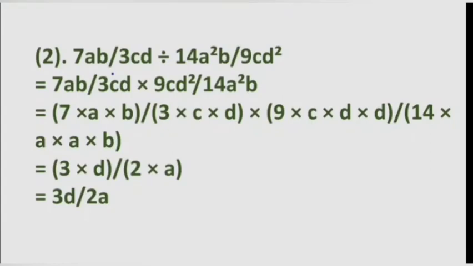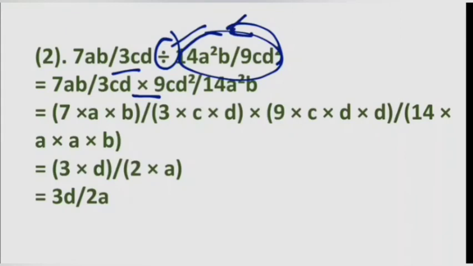Now let's take the next example, which is 7ab over 3cd, divided by 14a squared b over 9cd squared. Now we're going to convert this division to multiplication. Of course, you will reverse the fraction on the right hand side. That is, 9cd squared goes up, then 14a squared b comes down.